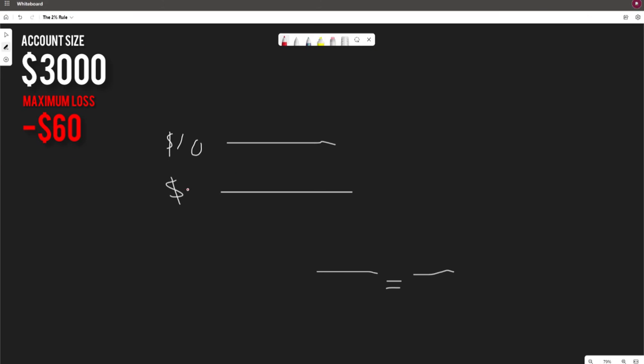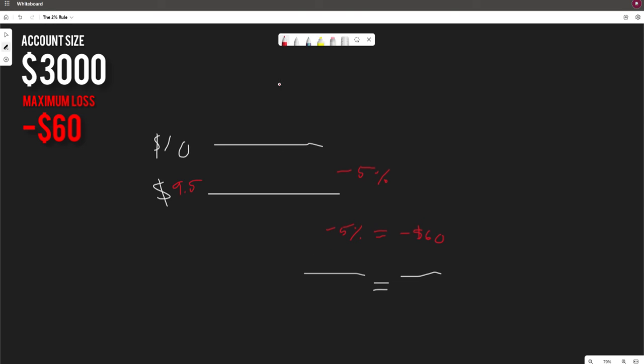Okay? So now let's say your stop loss is 9.5. This time you're only risking 5% on the trade. So now negative 5% equals negative $60. If you do the math, 5 times 20 equals 100% of the position. So if you do the same thing over here, 60 times 20, that's going to equal $1,200. So this one you can size in a lot more, right? You can size in with $1,200 since the stop loss is only 5%.